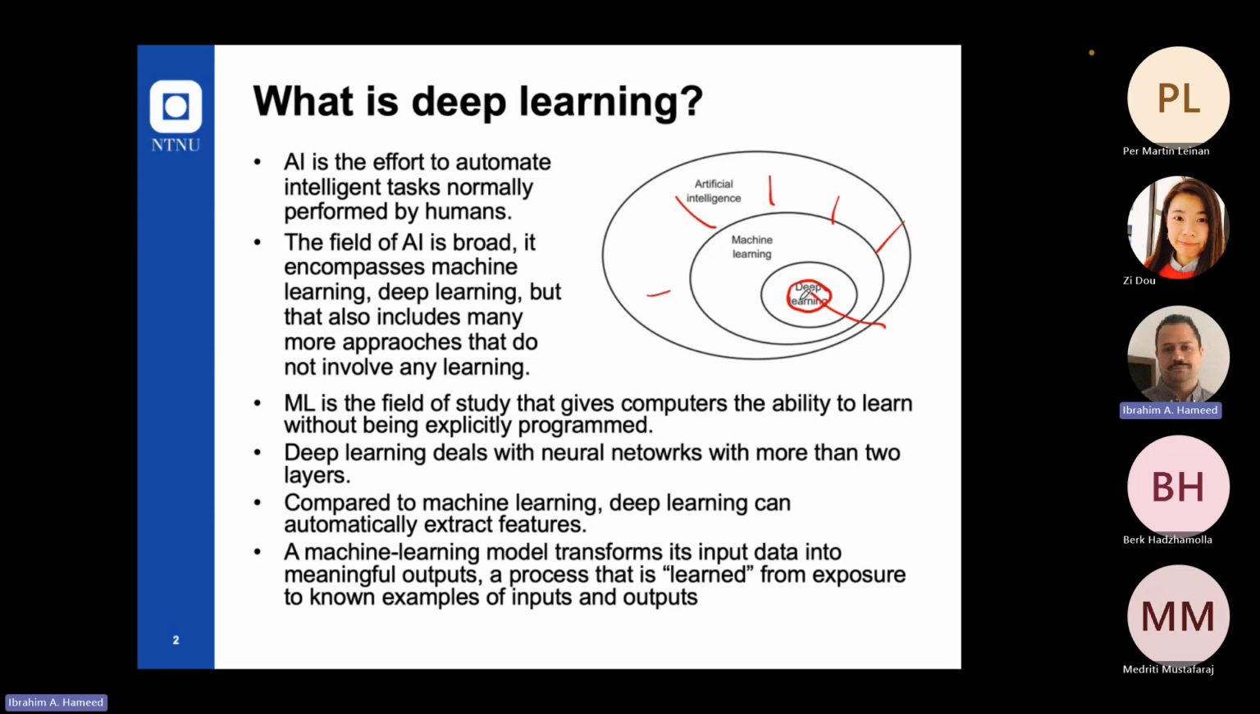Compared to machine learning, deep learning can automatically extract features. When we are working with machine learning, as you can see, it's not very deep. Maybe it's 2 hidden layers, 3 hidden layers, but the input should be features, right? When it's just a neural network.